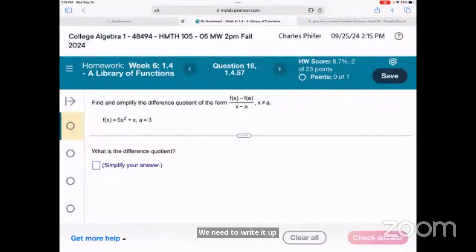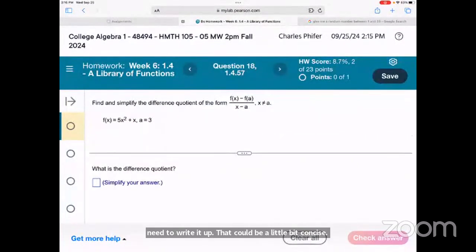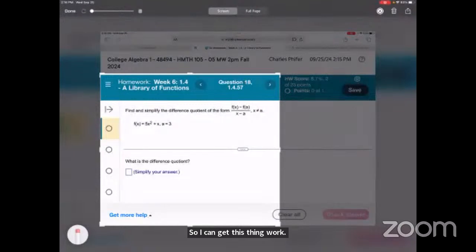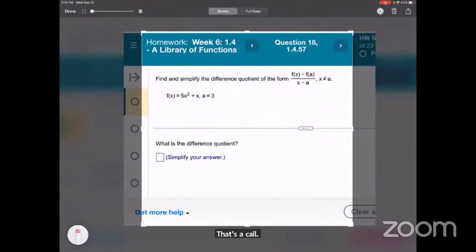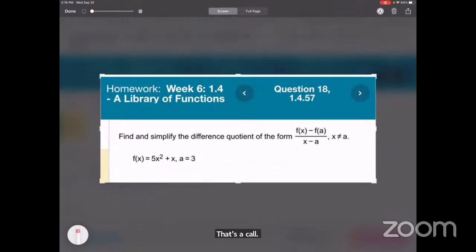So let me start by getting a copy. Hopefully I can get this thing to work. It's been kind of giving me a little bit of a hard time, but that's okay. All right, so I think if I hit this, okay, come on.